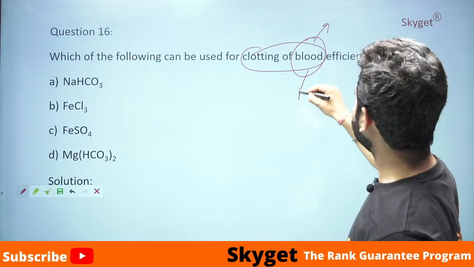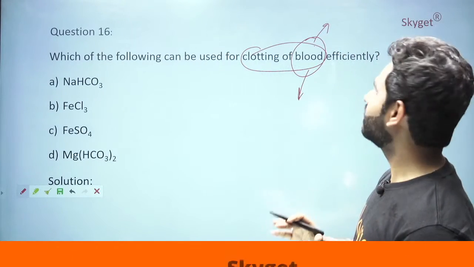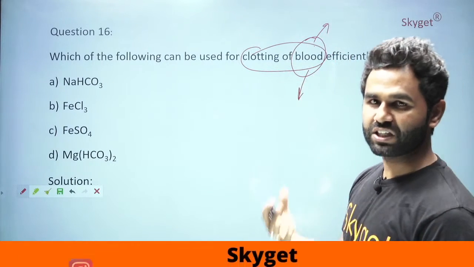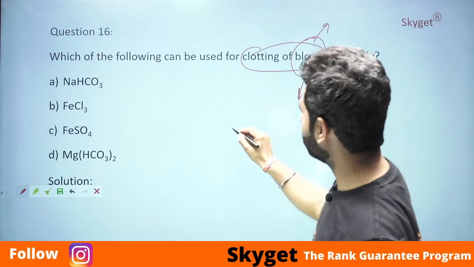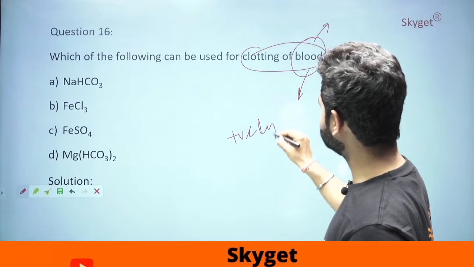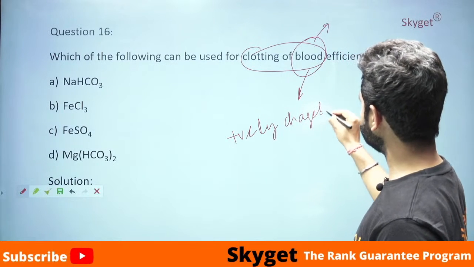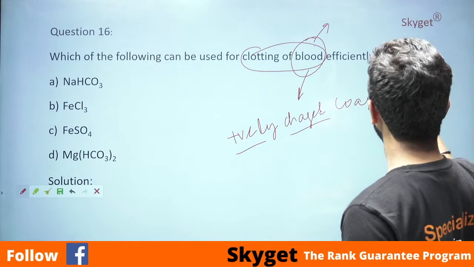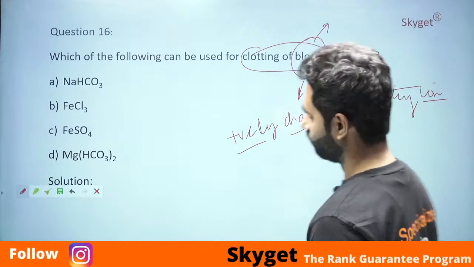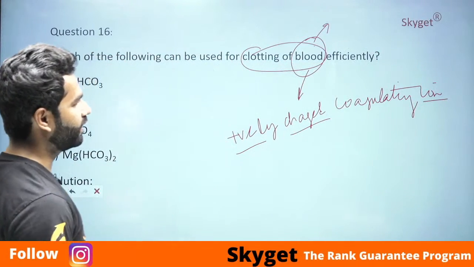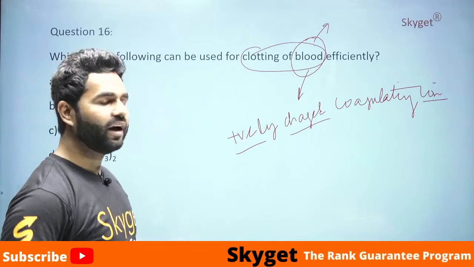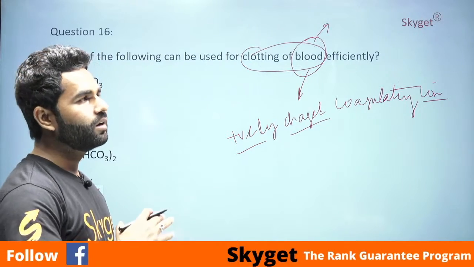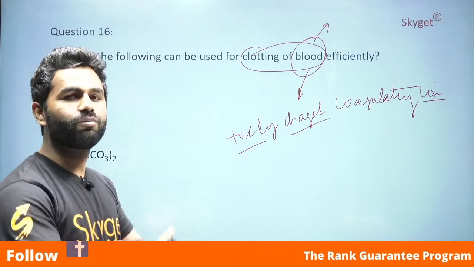So to coagulate or to neutralize the blood, or negatively charged sol, we require a positively charged coagulating ion. Another important thing is that the higher the positive charge on the coagulating ion, the more efficiently and in a better way it can do the clotting of blood.